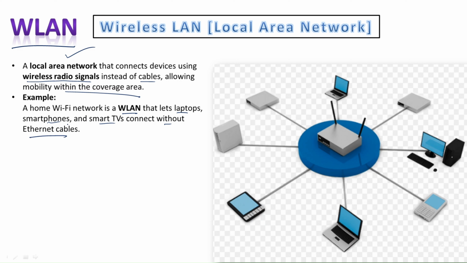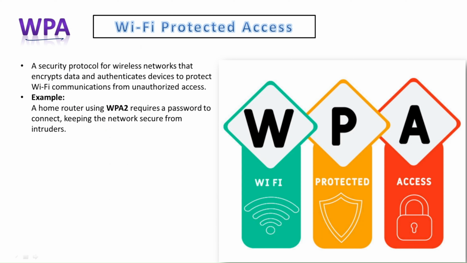WPA is Wi-Fi Protected Access. So it is a security protocol for wireless networks that encrypts data and authenticates devices to protect Wi-Fi communications from unauthorized access. For example, a home router using WPA2 requires a password to connect, keeping the network secure from intruders.